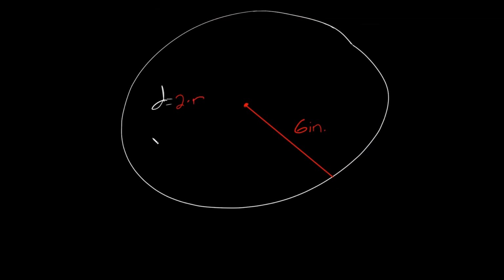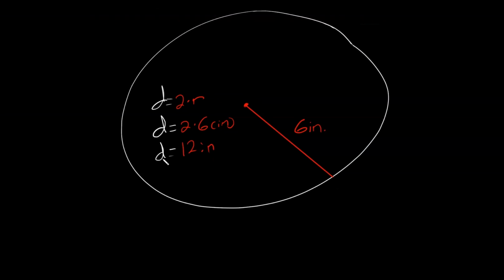And in this case, we already know the radius is equal to 6. So it's going to be diameter is equal to 2 times 6. And we could write inches here. And then diameter is going to be equal to 2 times 6. Well, I'll draw this in white. The diameter is just going to be 12 inches.